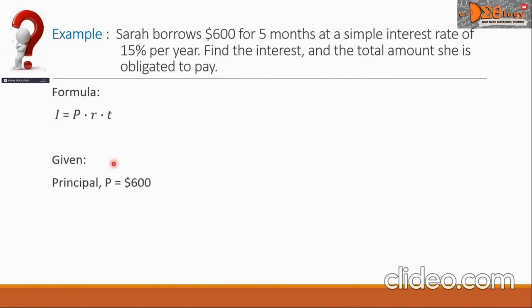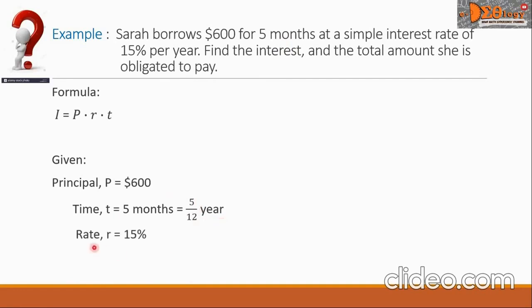Then let us collect the given, starting from the principal denoted by capital P, and that is $600. Next is the time denoted by T. This is equal to 5 months. Let us convert this 5 months into years. Since there are 12 months in a year, we will write here 5 over 12, and this is the value equivalent to a year.